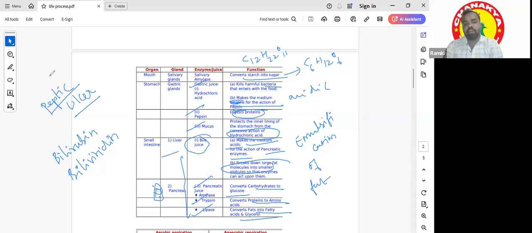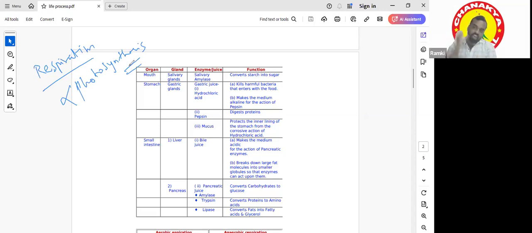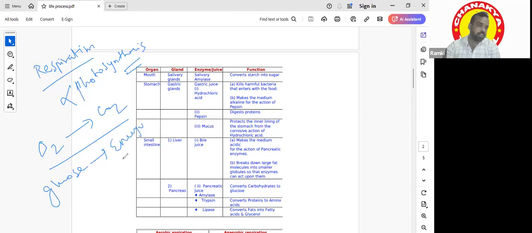Then we have respiration. What is called respiration? It is opposite to photosynthesis. In photosynthesis, we prepare food material with the help of carbon dioxide, and plants liberate oxygen. Opposite to photosynthesis is respiration. Plants as well as humans consume oxygen and liberate carbon dioxide in the process of respiration. Here, glucose is broken down to form energy in the form of ATP.